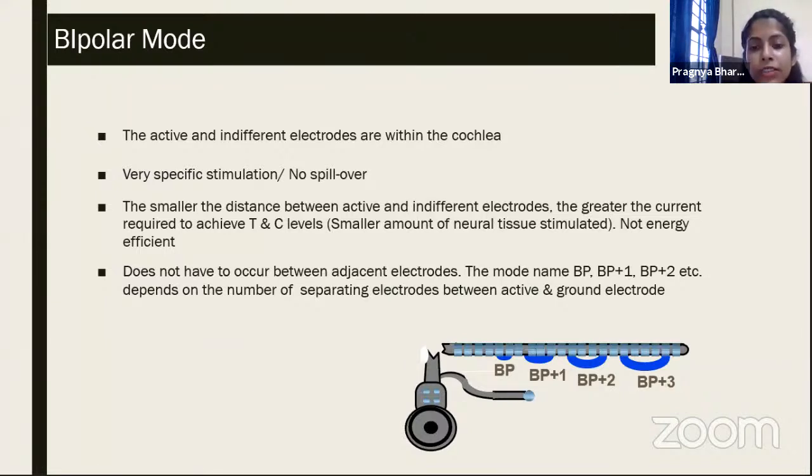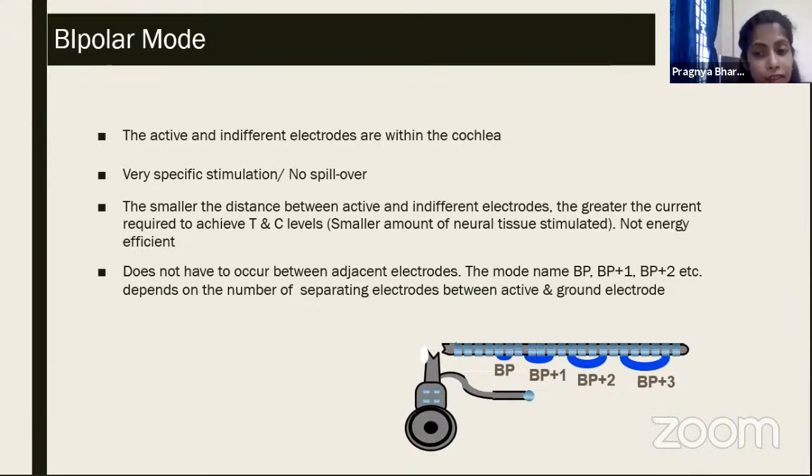Bipolar mode of stimulation is when the active electrode and the ground electrode are both located inside the cochlea. Here the advantage is that it is able to provide a very specific stimulation. A very specific region in the cochlea can be stimulated without causing distortions or unwanted stimulation of the other electrode regions. Again, it does not always necessarily have to be adjacent electrodes. When the active electrode and the ground electrode are separated by an additional electrode in between, it's known as bipolar plus 1. If they are separated by 2 electrodes, it's known as bipolar plus 2, and so on.